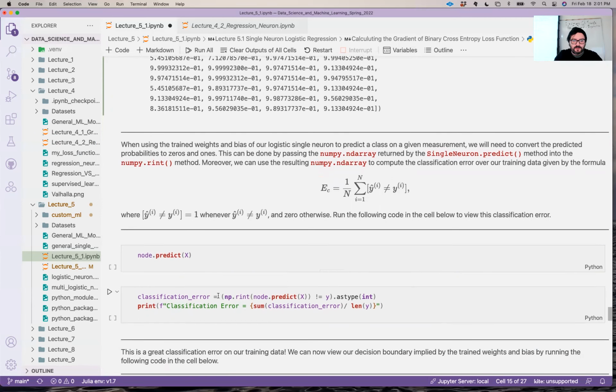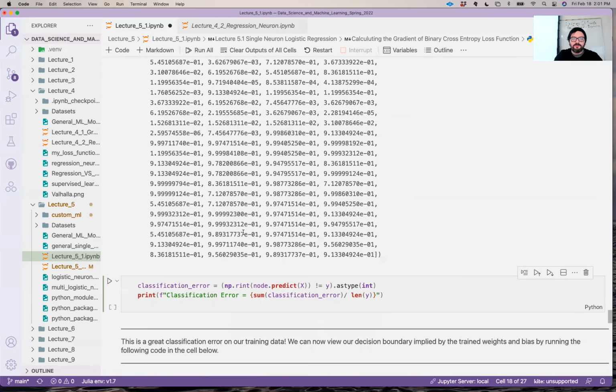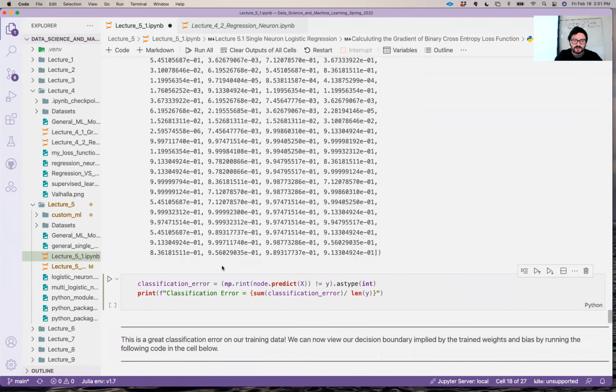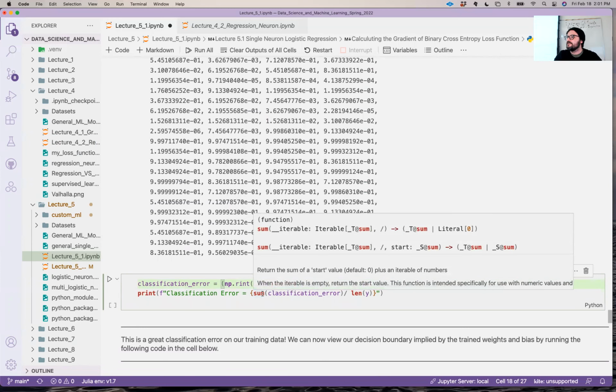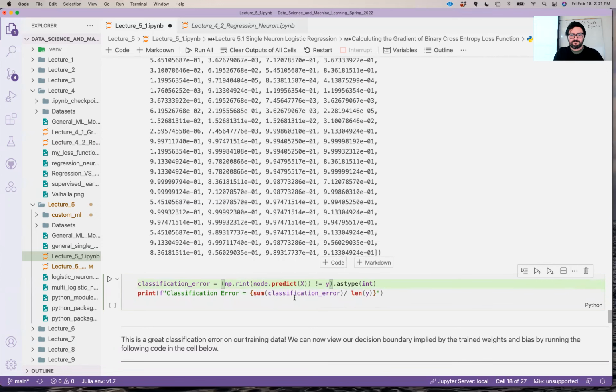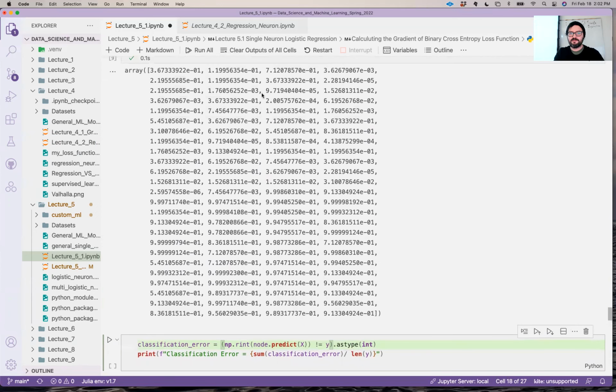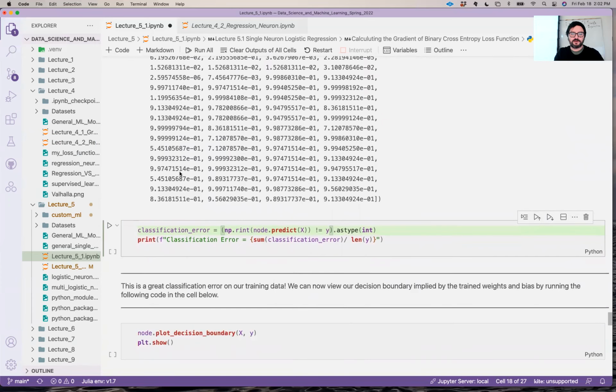And the way that we're going to do this, so those are the probability predictions. I'm going to say classification error, I don't know why I gave it that name, is equal to np.round, round to the nearest integer. So if you're below 0.5, it rounds to 0. If you're above 0.5, it rounds to 1. So round to the nearest integer everything in this array here, and then after doing that, not equals to y is going to make a Boolean list of true and false values.